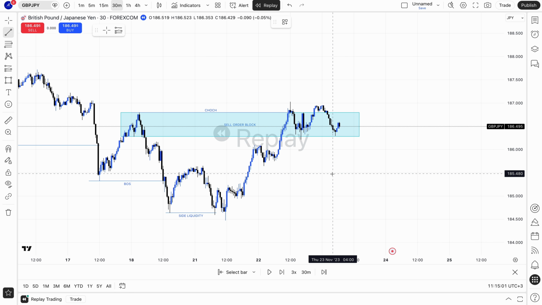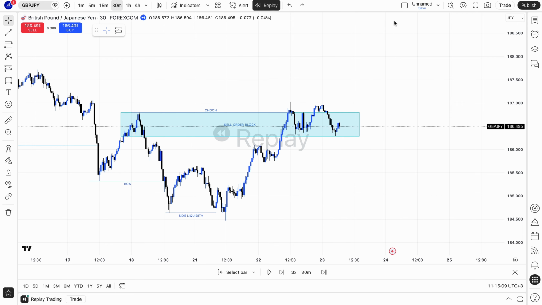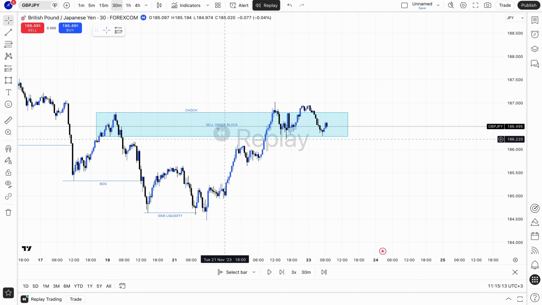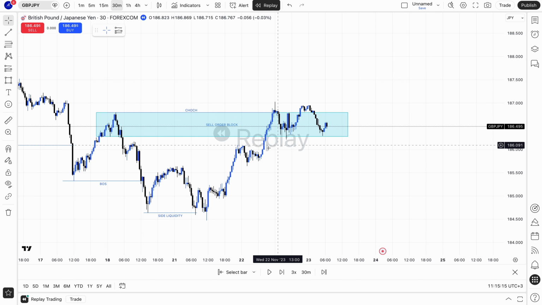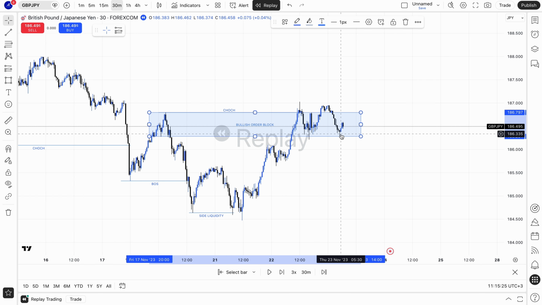And you can see from here, this liquidity was swept. We're still in this area, but this area was a sell order block. After being disrespected and then retested, it turned into our bearish breaker block. So we are looking for buys from this area.